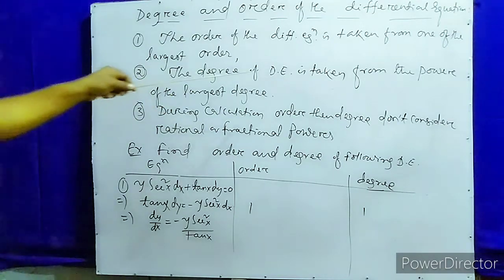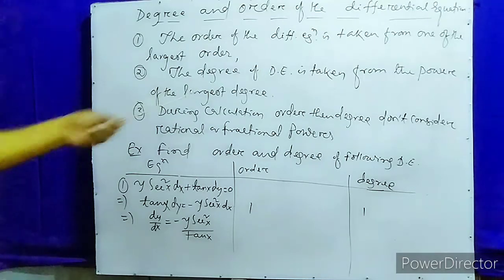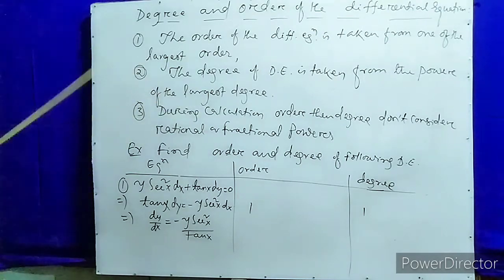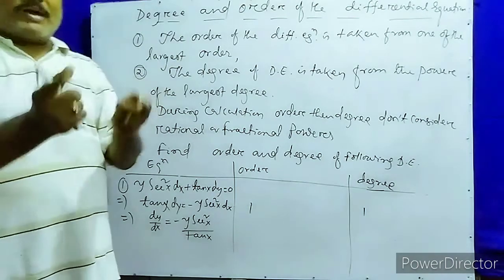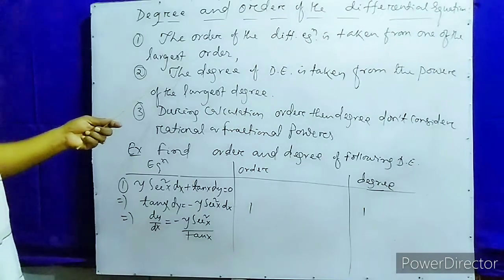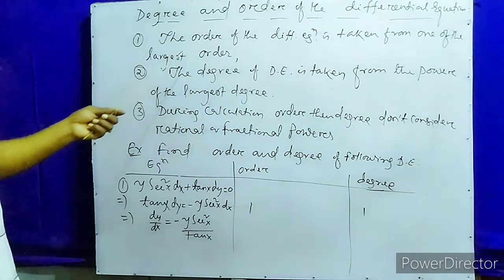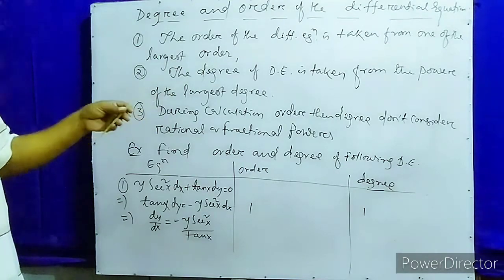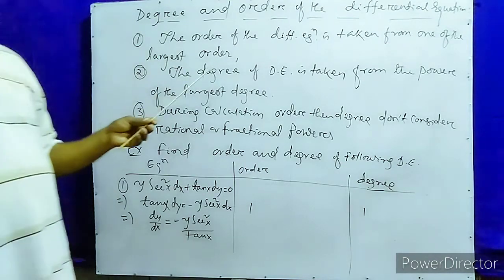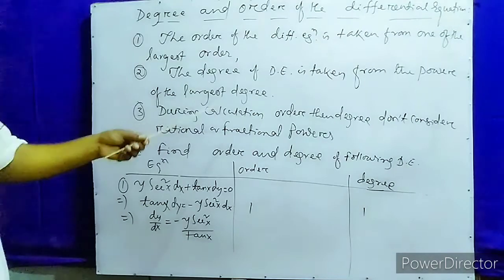Second one, the degree of the differential equation is taken from the power of the largest order. After selecting the largest order, what is the power of the largest order? That is the degree of the differential equation.